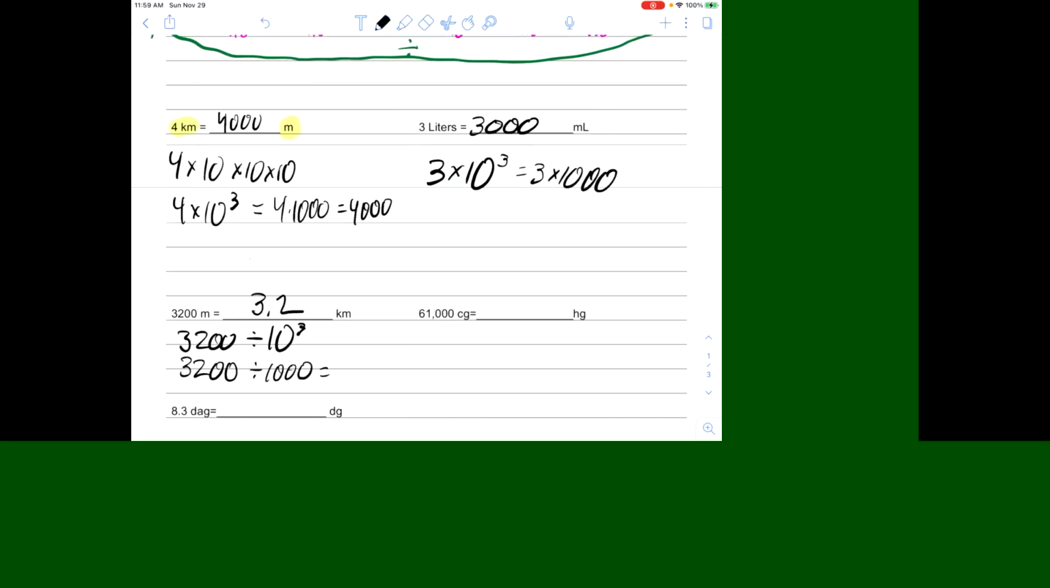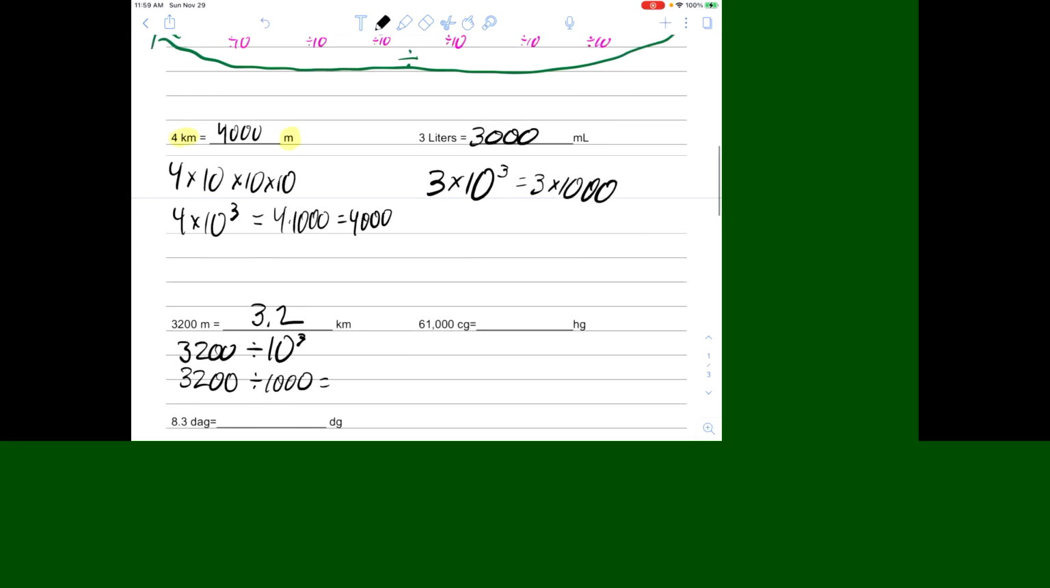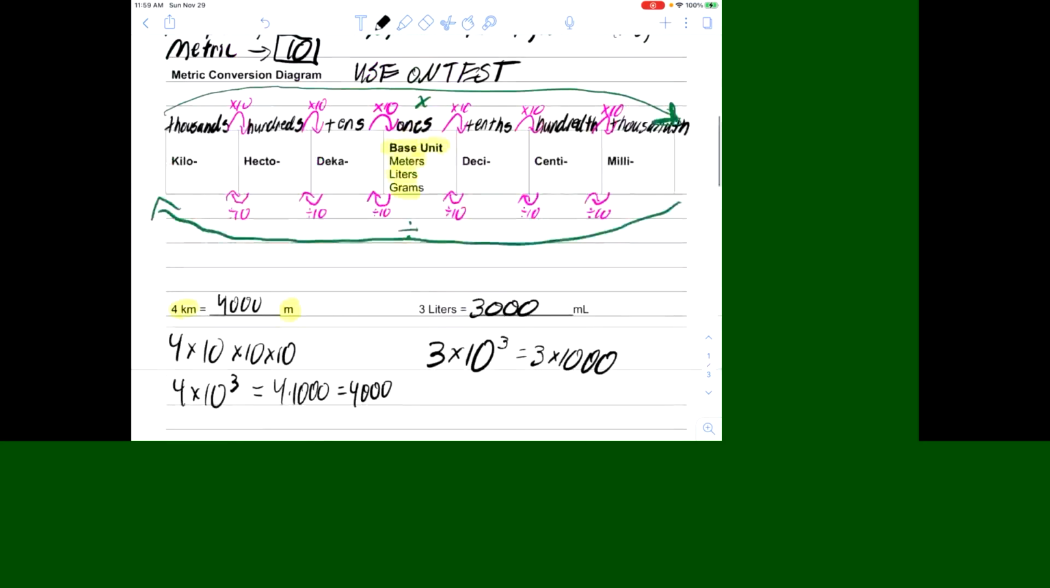Let's try this one. And if you want, pause the video at this point to see if you can solve this problem on your own. Here I have 61,000 centigrams, and I want to turn that into hectograms. Okay? Hopefully you tried this problem on your own. If I go up to my chart, I find centigrams here, and hecto is way over there. Now I'm going that way, so I know I'm dividing.